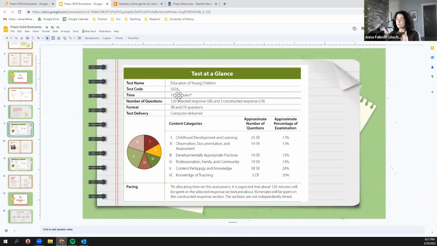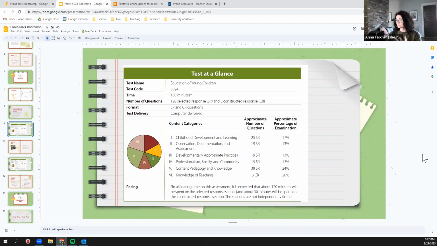So you have 150 minutes. The pacing guide says you should take around 120 minutes for those 120 selected response questions, so about a minute per question, and then about 30 minutes for the constructed response, so about 10 minutes to write each of those. They're not independently timed, which means you are responsible for pacing yourself as you go through, which I think is something that's important to always pay attention to.